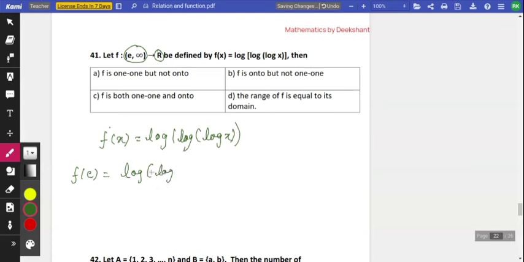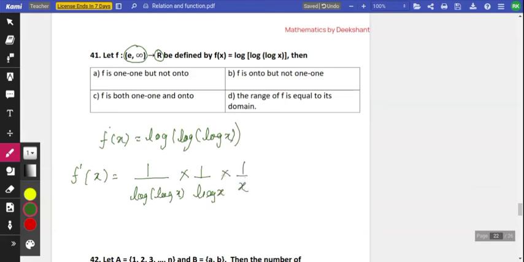Basically we can easily solve this by differentiation also. Let us take differentiation, f dash x. The differentiation of this term is log x multiplied by, again, the differentiation of this term is log x, and log x differentiation is 1 upon x.